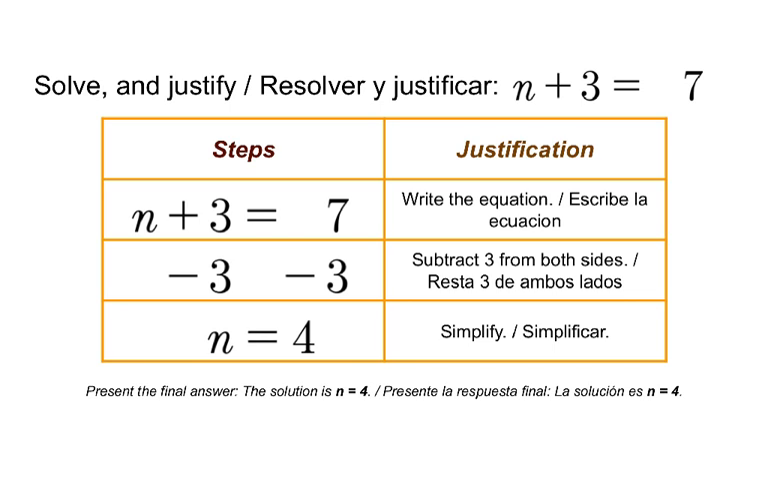So let's solve and justify as we continue to review the equation n plus 3 equals 7. First step is to write our equation. And then, because we want to get the n by itself, we have an addition of 3 that we no longer have a need to have with the n. So we do its additive inverse of -3. What you do to one side, you do to the other to maintain equality, and simplifying for the answer of n equaling 4.